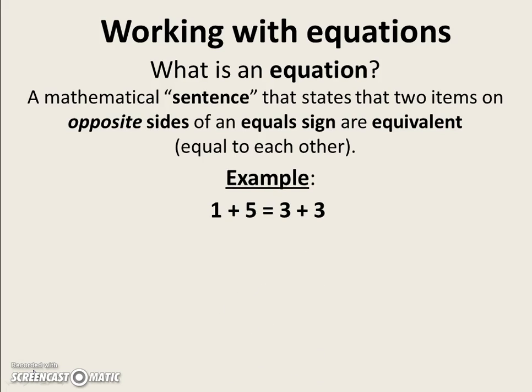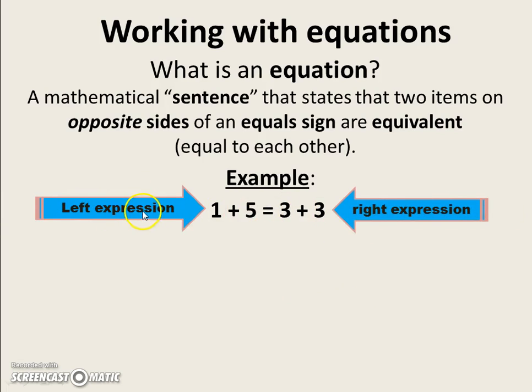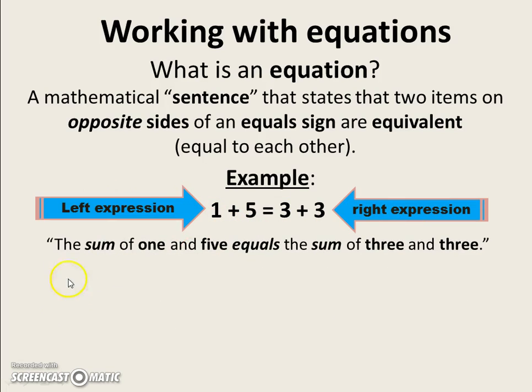So for an example, 1 plus 5 equals 3 plus 3. That's an equation. It says that things on this side are equal to things on this side. So the left expression is equal to the right expression. That's what an equation says. In this case, it says the sum of 1 and 5 equals the sum of 3 and 3.